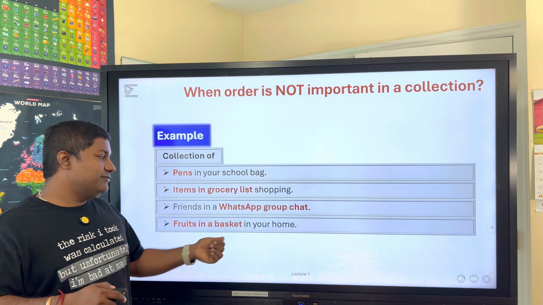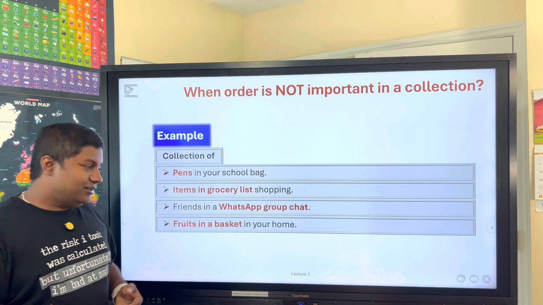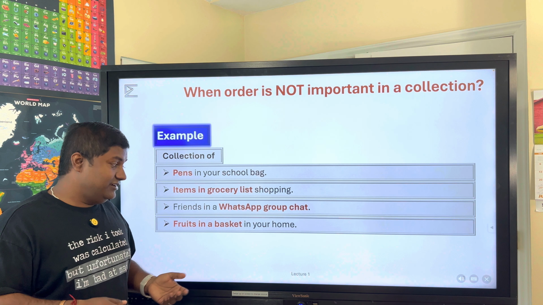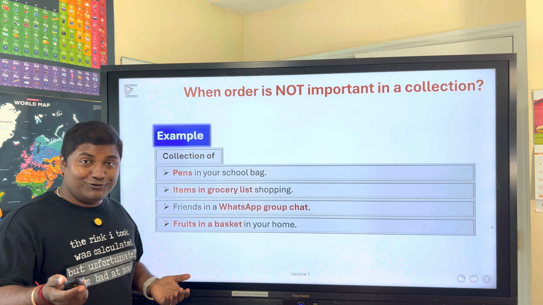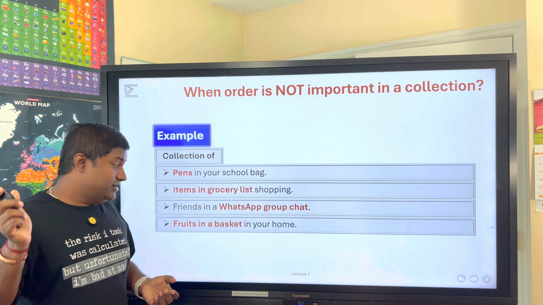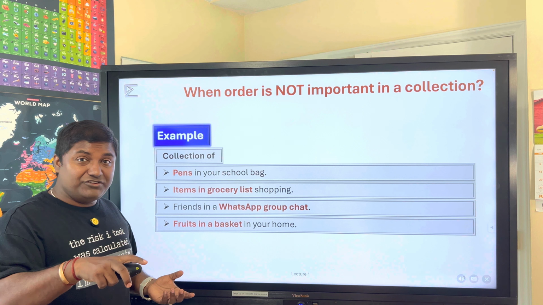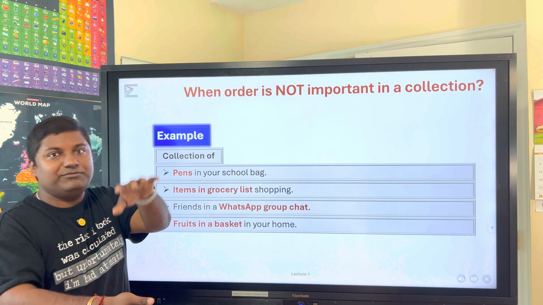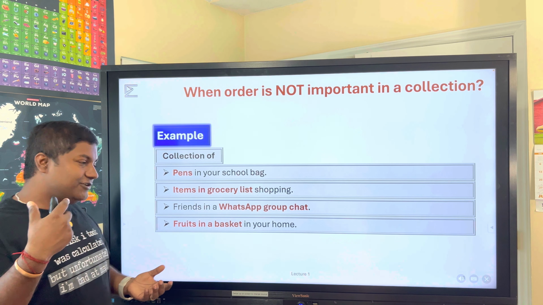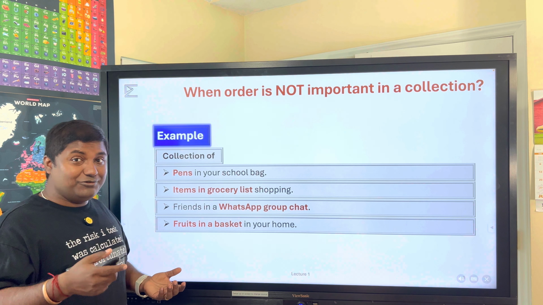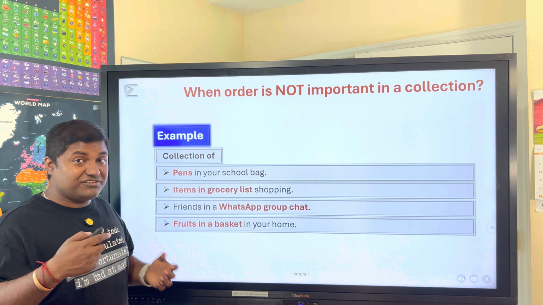Next example, fruits in a basket in your home. Same. If you have fruits in the basket somewhere in your home, when you bought those fruit items and emptied them in the basket, you did not put them in a particular order. You just emptied it. Similarly, when you try to grab one fruit when you are in a hurry, you do not pick up fruits in a particular order. You just grab whatever you get.